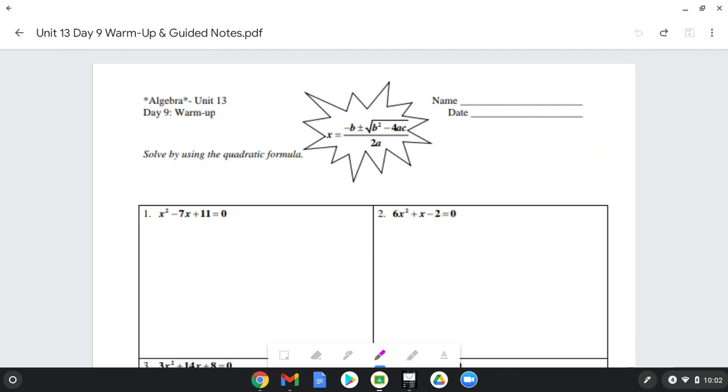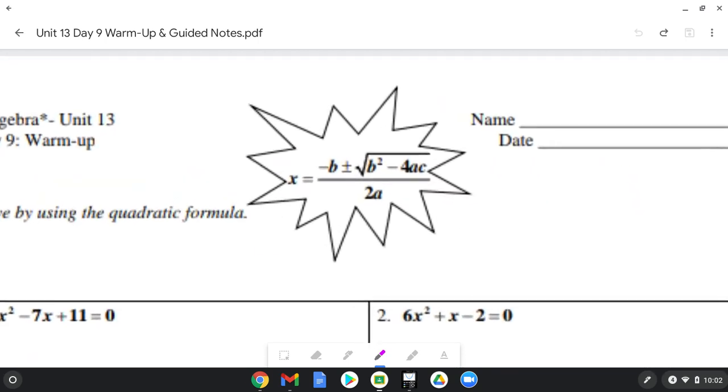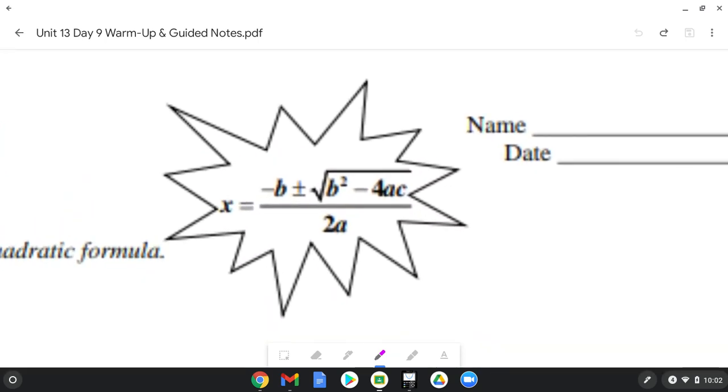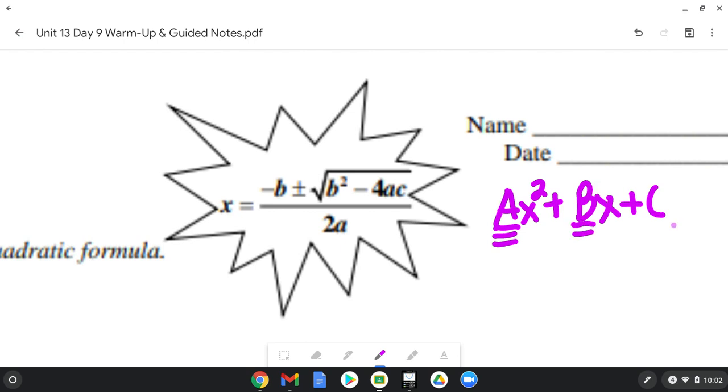When we're talking about these pieces of the equation, we are talking about a quadratic equation in standard form, ax squared plus bx plus c. So a is my first coefficient in front of the x squared. b is my coefficient in front of the x. And c is my constant, so that's the number that doesn't change.